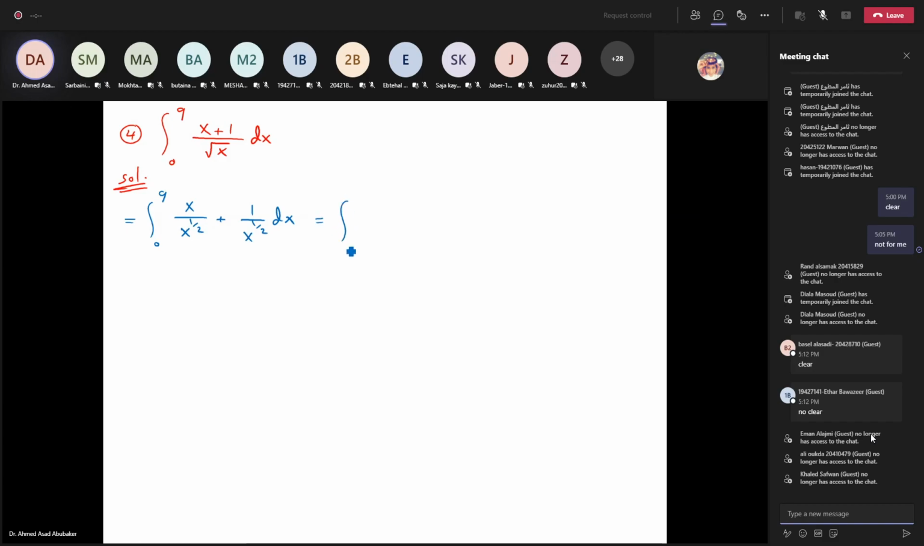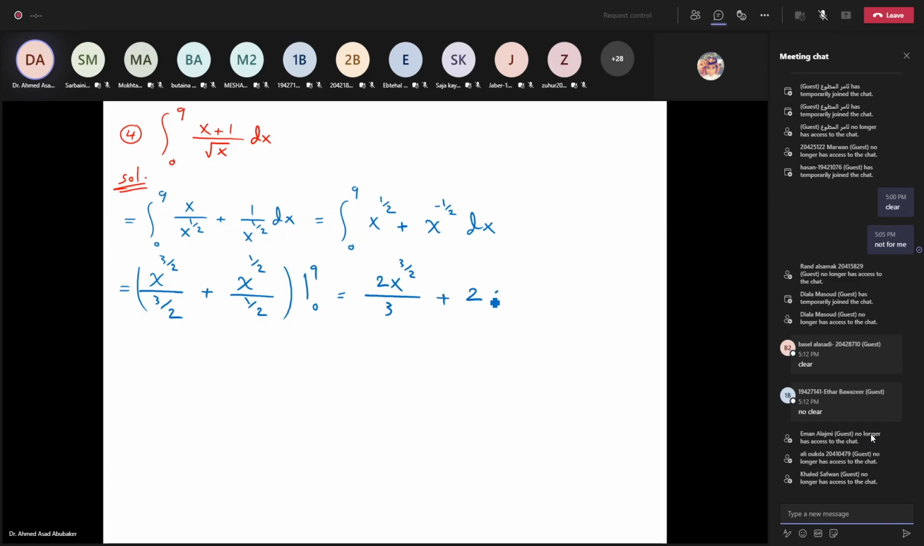So this equals what? The integral from 0 to 9 of x^(1/2) plus x^(-1/2). Now this equals x^(3/2) over 3/2 plus x^(1/2) over 1/2. Simplifying more, this equals 2x^(3/2)/3 plus 2x^(1/2). Now we need to substitute 9 and 0.